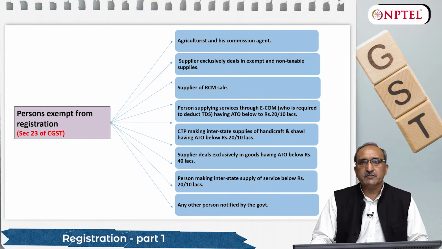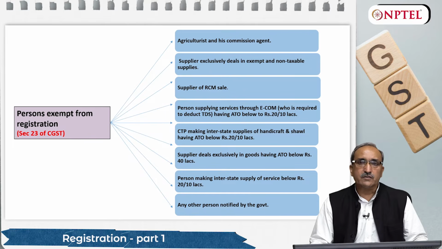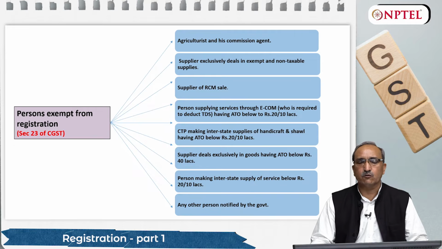Then suppliers exclusively dealing in exempt and non-taxable supplies. Means there are businesses, those are having goods which are exempted from GST, or their products are of the nature of non-GST turnover. If they are exclusively dealing in these goods, they need not take GST registration, though their turnover is more than 20 lakh rupees.